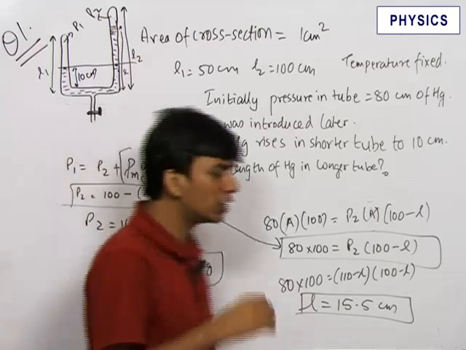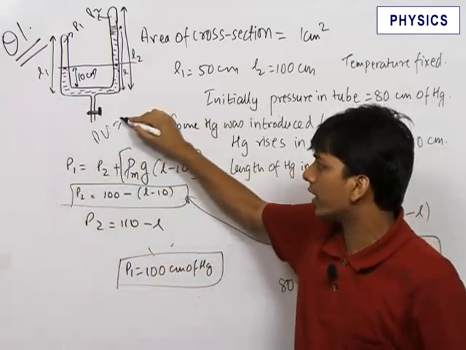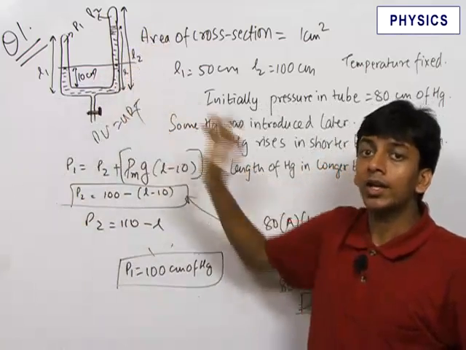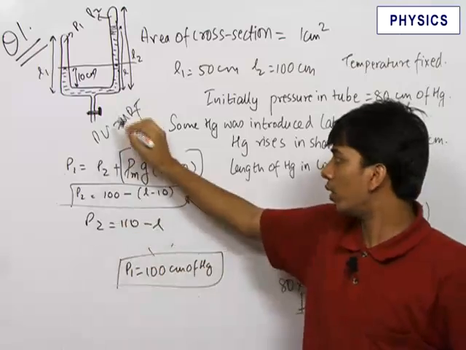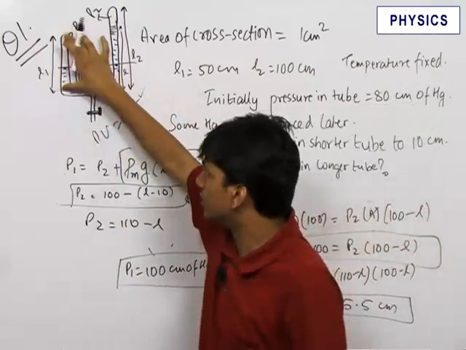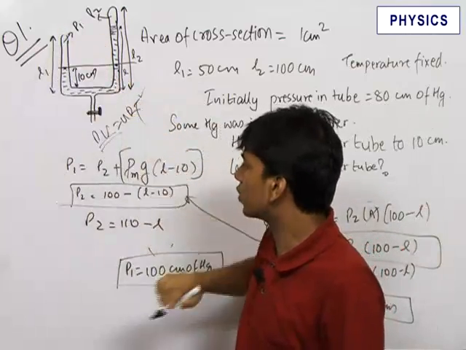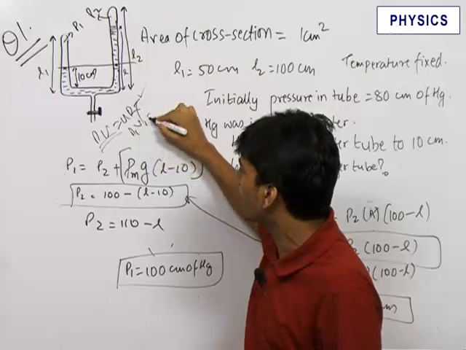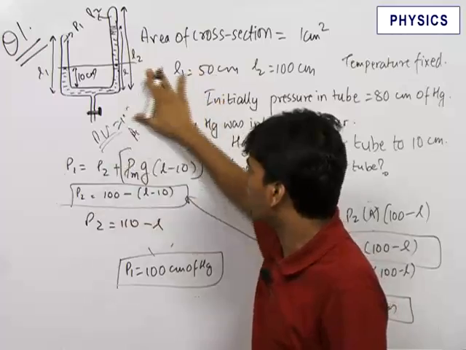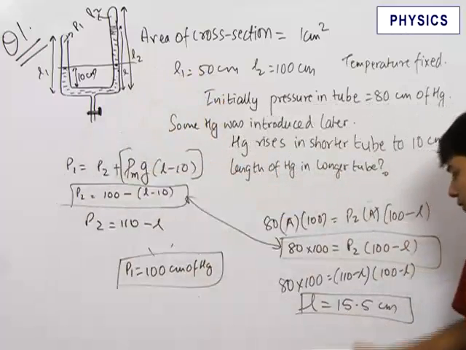The only thing you needed to keep in mind in this question is that you always remember the formula PV = nRT, and whatever variables are given, according to that you decide what is constant. Over here we decided that since the temperature was constant and the number of moles in this column of gas remained constant, we applied PV = constant and got P1 V1 = P2 V2. In other questions you can get different relations and accordingly you can solve the question. So the final answer for this question was 15.5 centimeters.